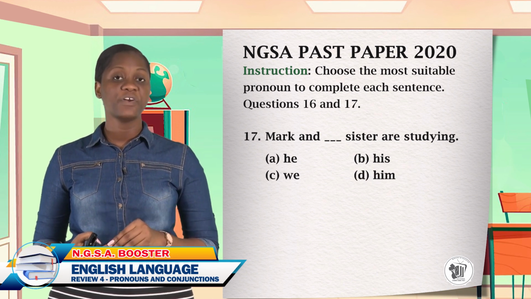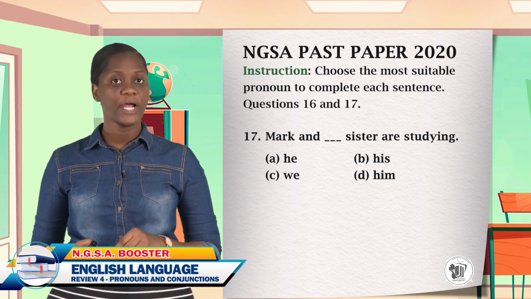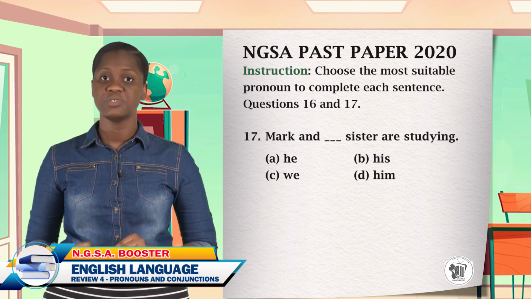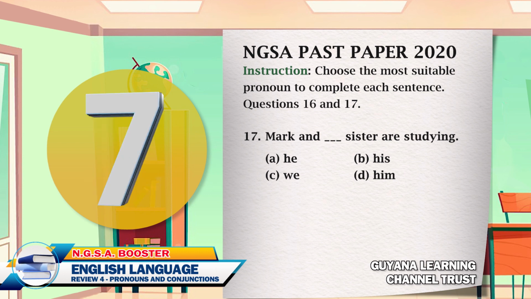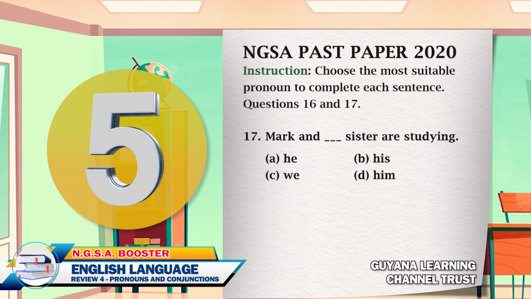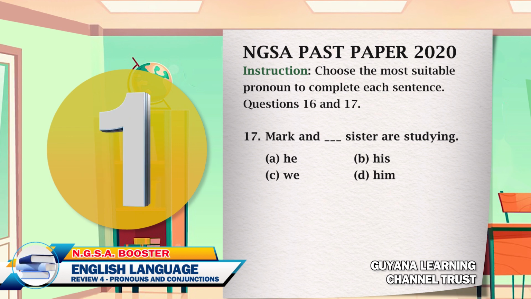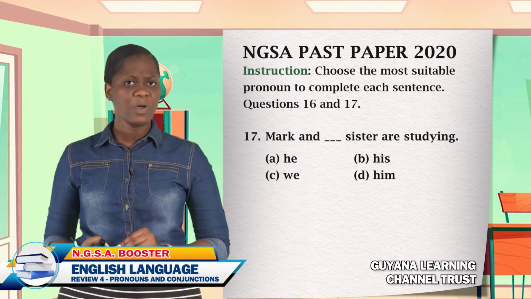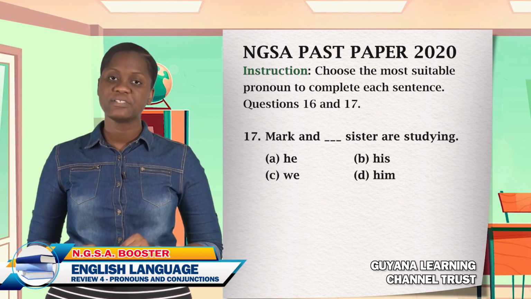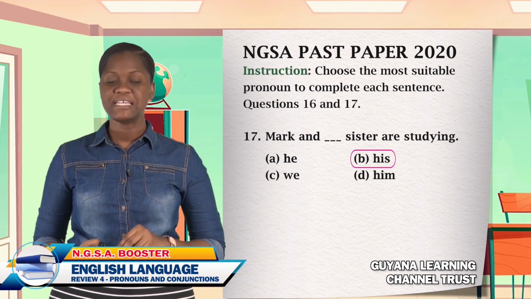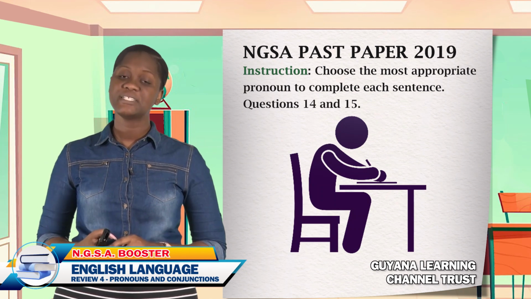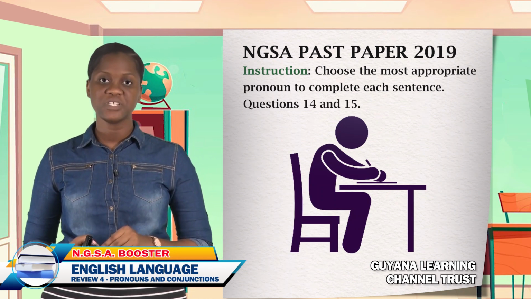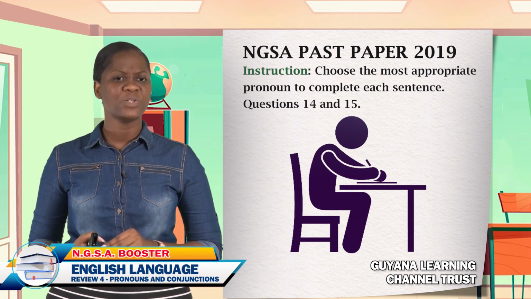Again, we are referring to the sister of Mark, and therefore we must use a possessive pronoun. So, boys and girls, the most suitable answer would be B, his. Mark and his sister are studying. In 2019, we also saw questions coming on pronouns. Let's take a look at them.